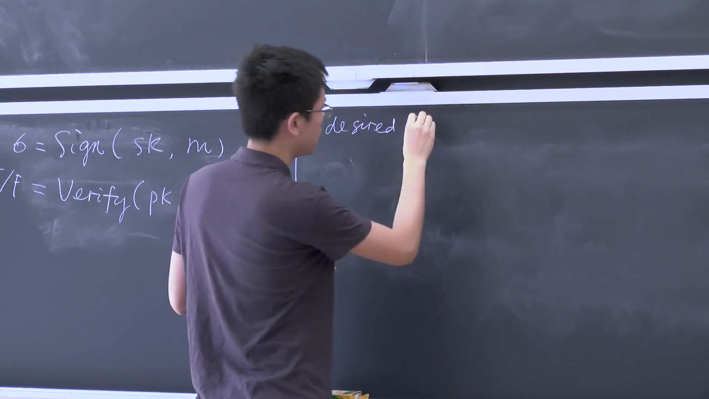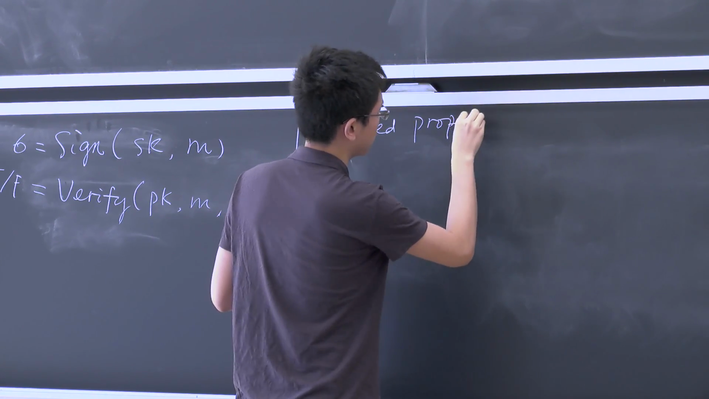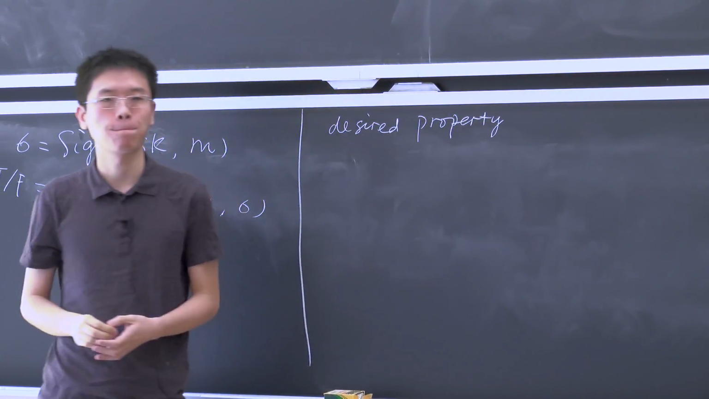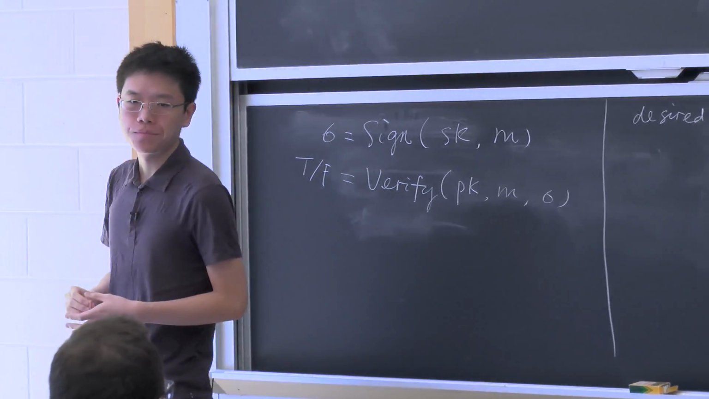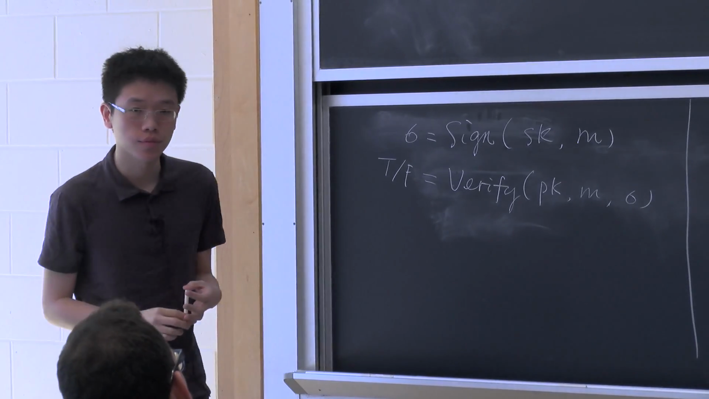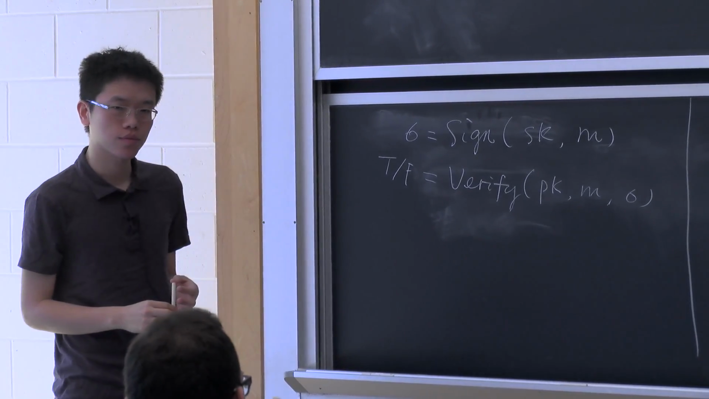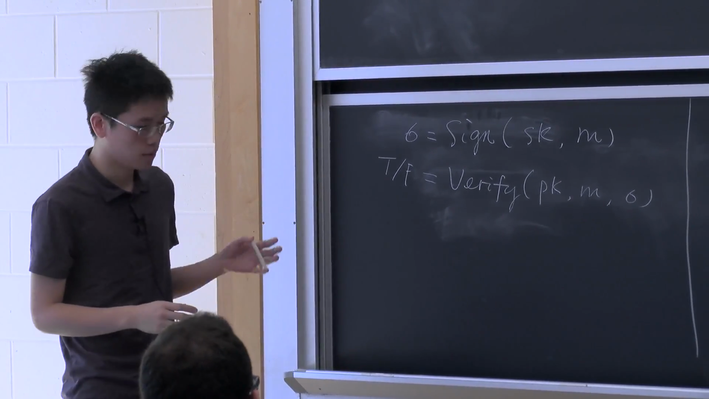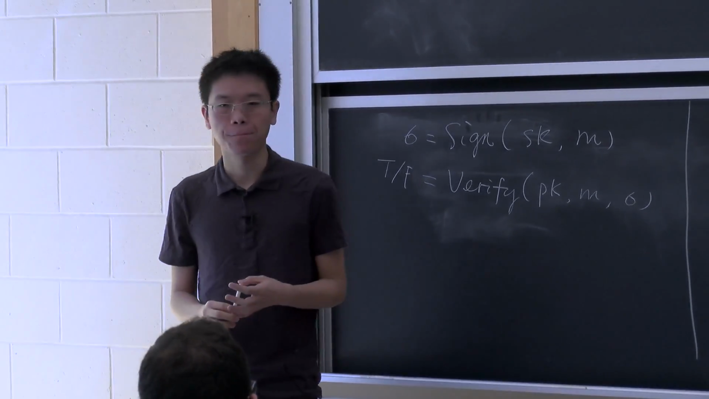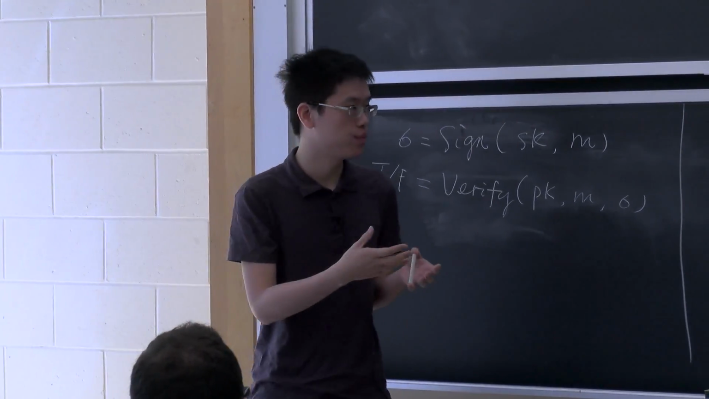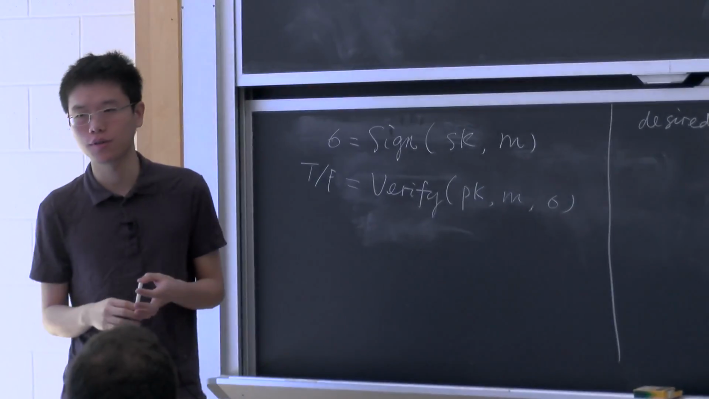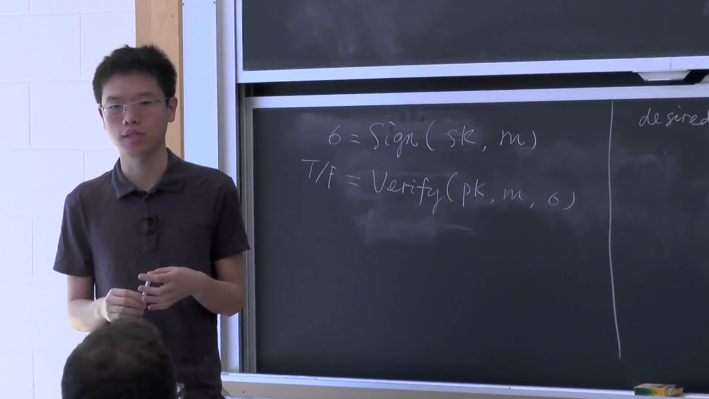Any thoughts on that? Go ahead. Hard to get the secret key. Like, given a signature and a message, hard to get the secret key. Okay, that's definitely one. I'll put a more general description of what you just said.